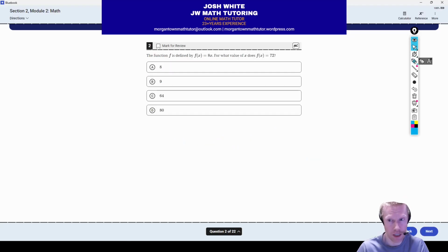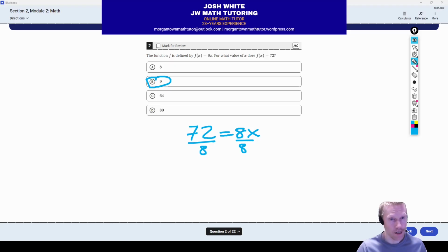Next up, we have a function, and they basically want to know, for what value of x does this function equal 72? So you can either set the function equal to 72 and then just solve by dividing by 8, and you're going to get 9.